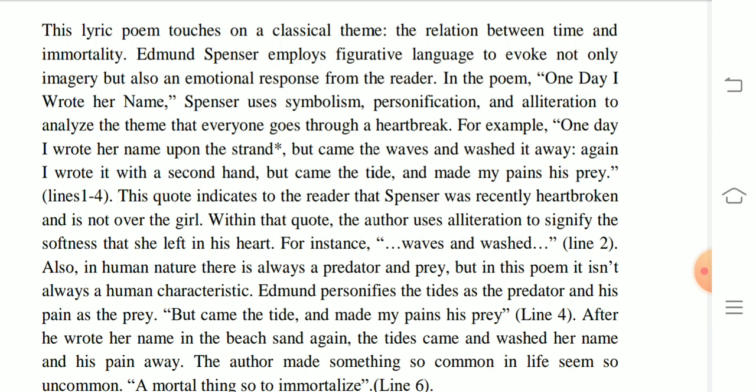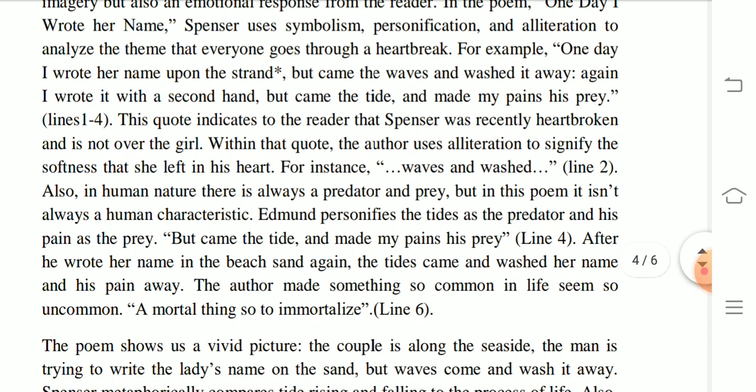Okay, for example, "One day I wrote her name upon the strand, but came the waves and washed it away. Again, I wrote it with a second hand, but came the tide and made my pains a prey." This quote indicates to the reader that Spenser was recently heartbroken and is not over the girl. Within that quote, the author uses alliteration to signify the softness that she left in his heart. For instance, waves and washed. The use of w and w sounds.